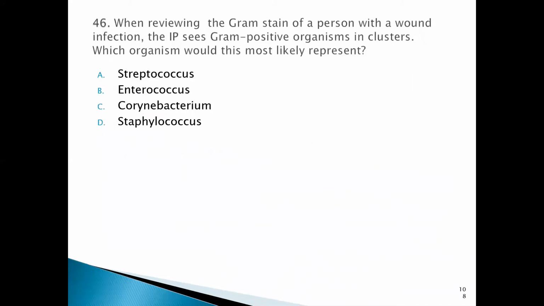46. When reviewing the gram stain of a person with a wound infection, the IP sees gram-positive organisms in clusters. Which organism would this most likely represent? A, Streptococcus, B, Enterococcus, C, Corynebacterium, D, Staphylococcus.